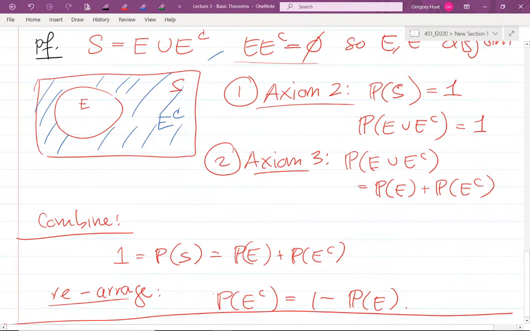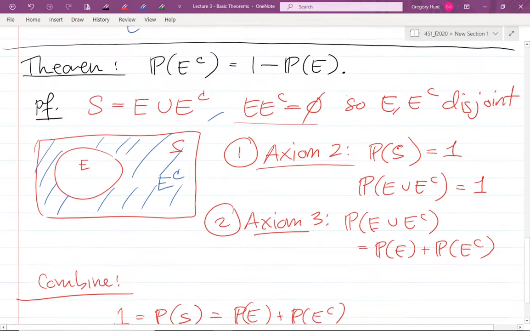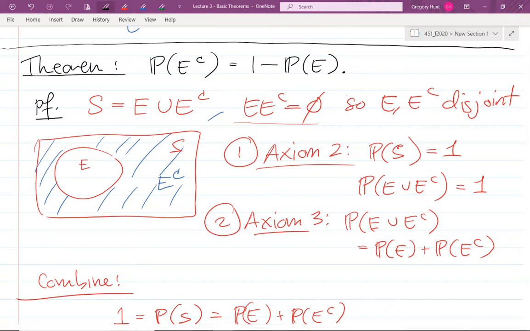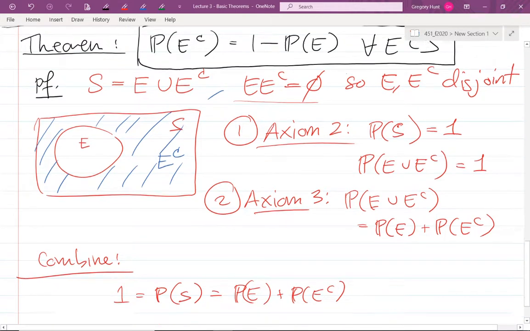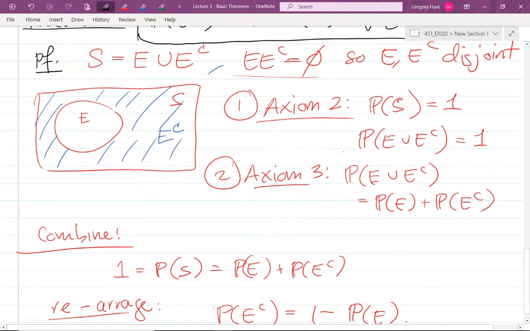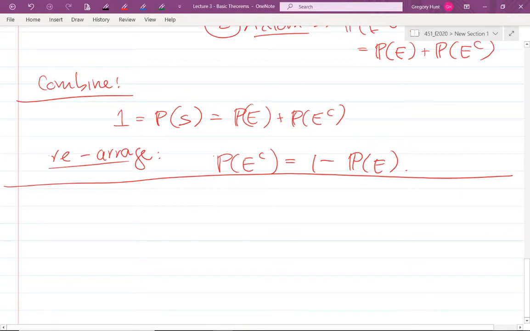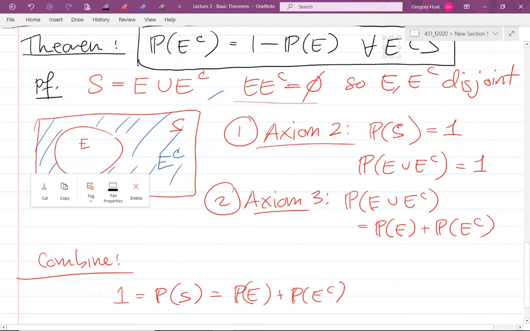Today's theme is simple facts, simple proofs. So that's our first little proof, and basically we could even quantify this. We could say this is true for all events. For all events, the probability of the complement is 1 minus the probability of the event. And we proved it using axioms 2 and 3, the Kolmogorov second and third axioms. Okay. So that's a nice little fact.